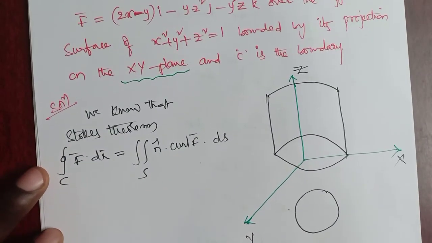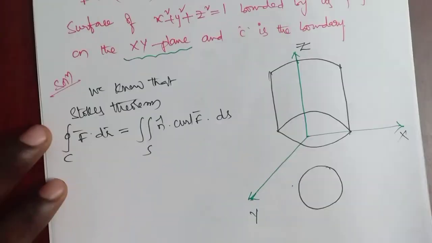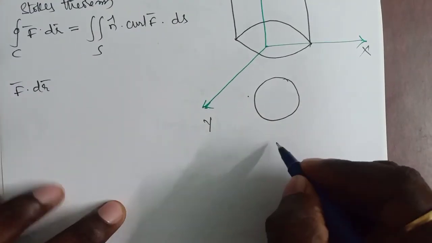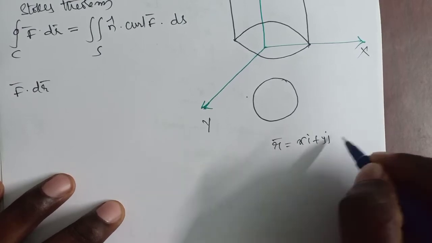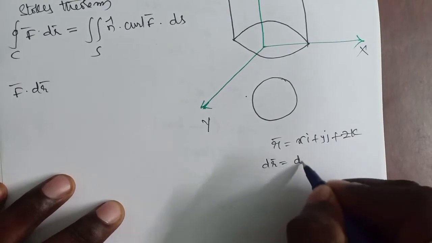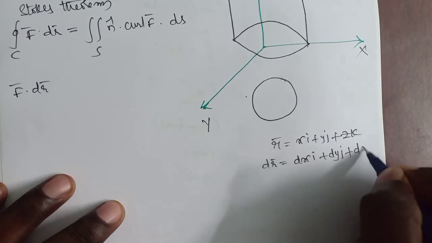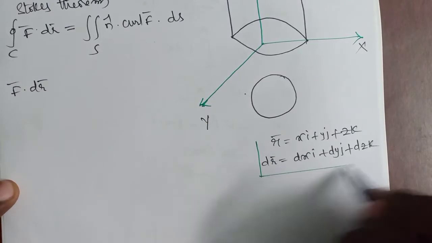Now from this, f bar is this one, so we need to find f bar dot dr bar first. So clearly r bar equal to xi plus yj plus zk, so dr bar is dx i plus dy j plus dz k. So this is dr bar.